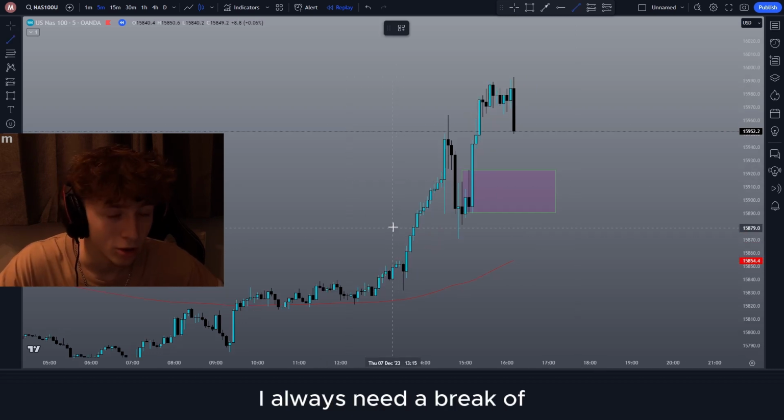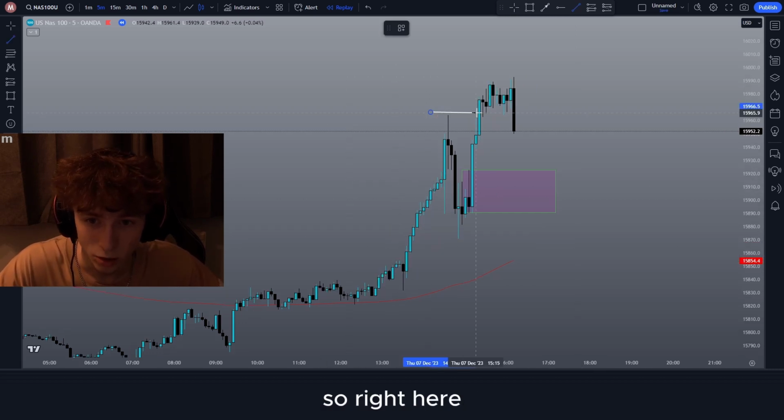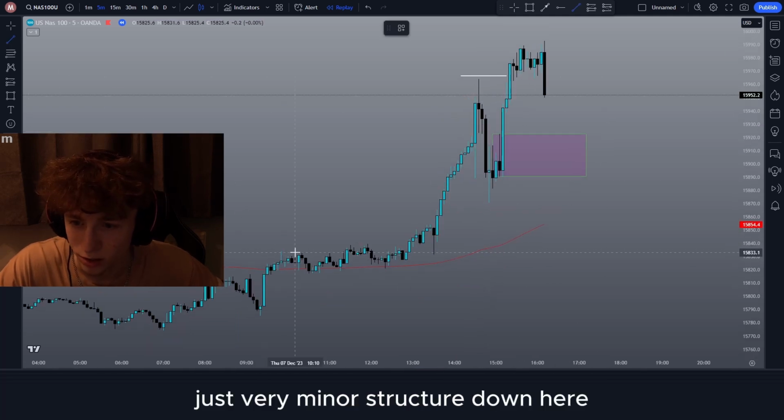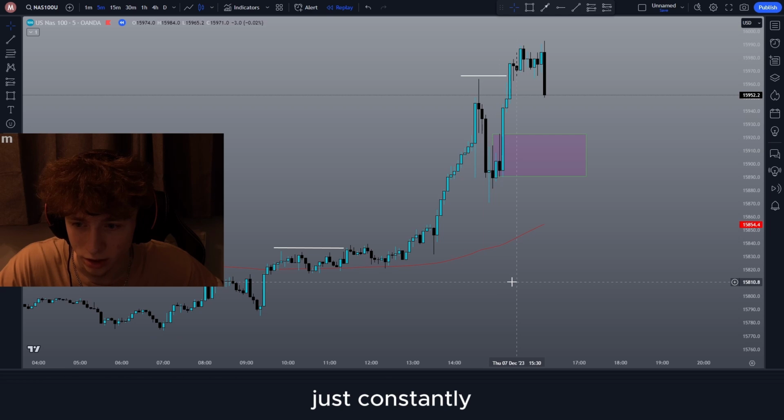And on top of that, I always need a break of structure in my setups. So right here, we've got a clear break of structure. We've been breaking structure, just very minor structure down here, just constantly.